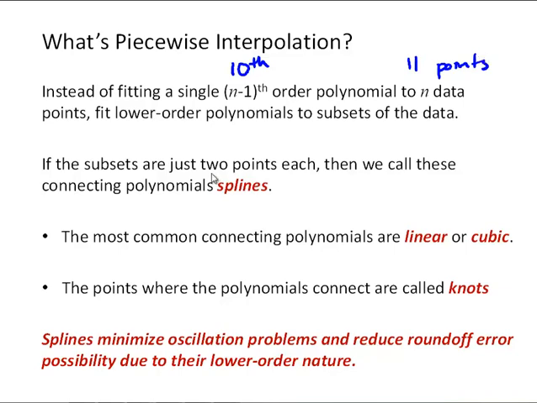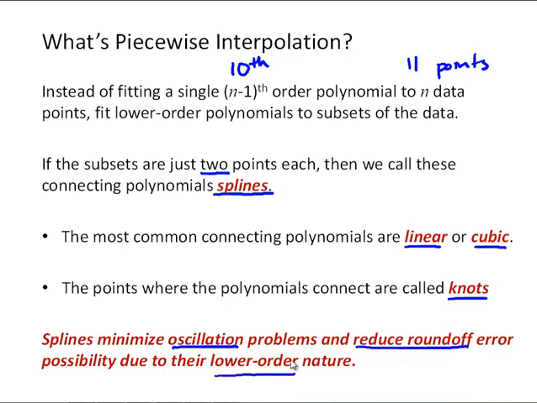If the subsets are just 2 points each, then we're going to call these connecting polynomials splines. The most common connecting polynomials for spline functions are linear or cubic, and the points where the polynomials connect are called the knots. You can imagine it's where we're tying these different functions together at the data points. Splines minimize oscillation problems and reduce round-off error because of their lower order nature.